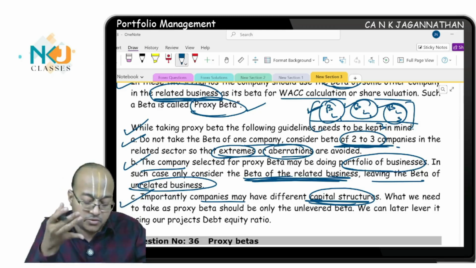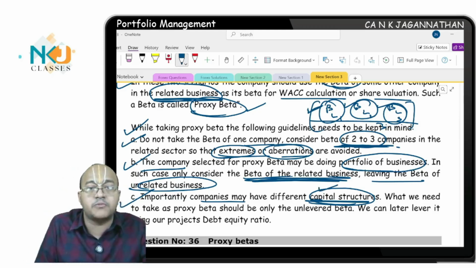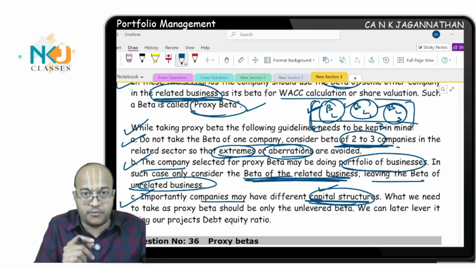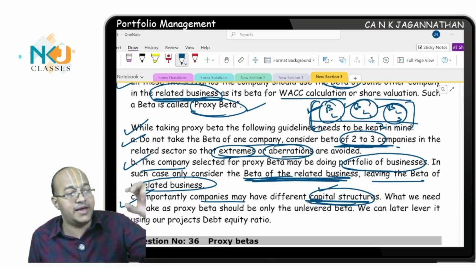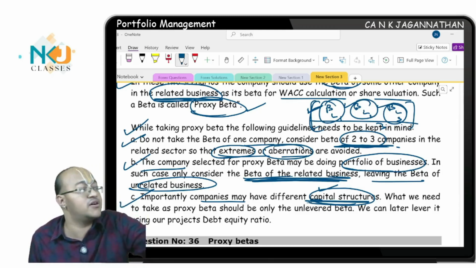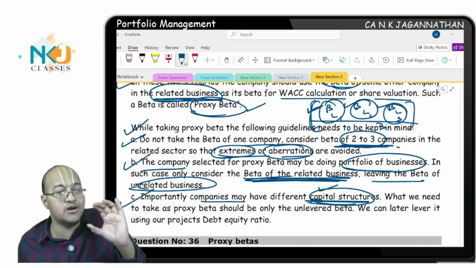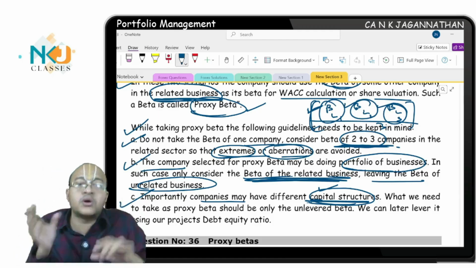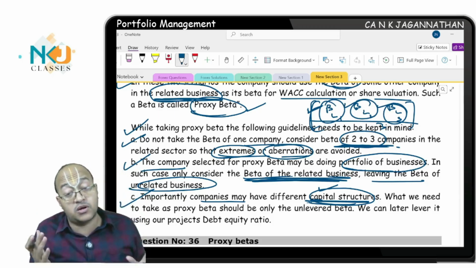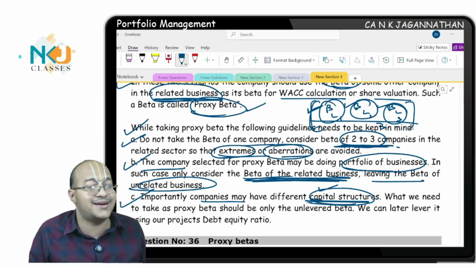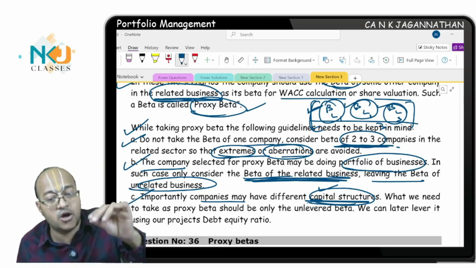The point is, whatever you do, one more problem is that the companies may have different capital structures, which means the companies you took as proxy will have their own debt equity ratios. Are you all understanding what I am trying to say? So what you do is, their levered beta will be there, you first unlever it using their respective debt equity ratio. Then you got the unlevered beta, lever it with your own company's debt equity ratio, and convert it back to the levered beta of your requirement.